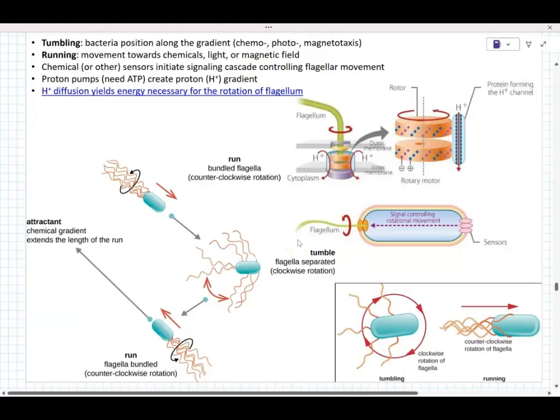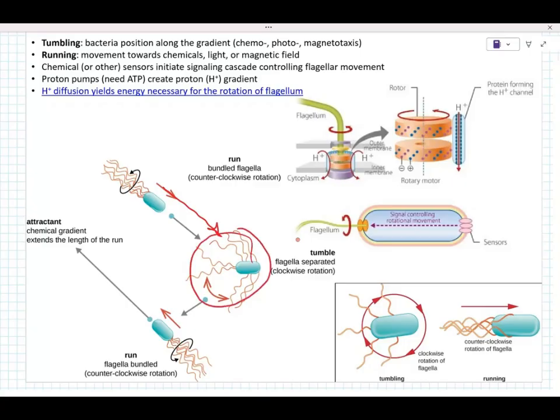Now, when bacteria move using a flagellum, they can either run or tumble. When they run, they move in a certain direction. When they tumble, they orient themselves according to the stimuli. What can be the stimulus to movement? It can be chemical, light, or even magnetic field.